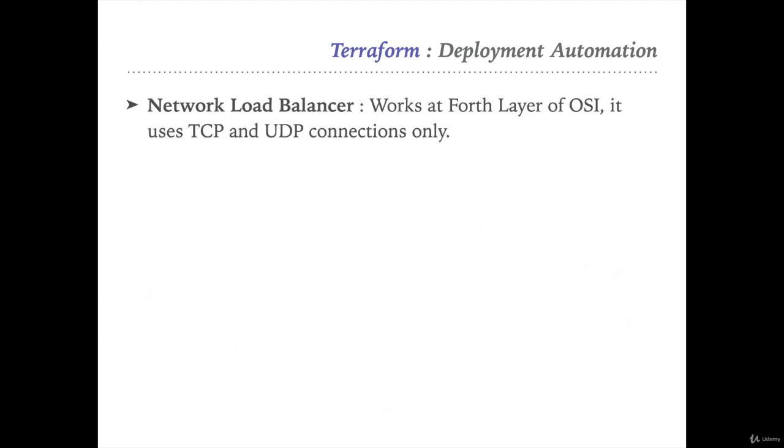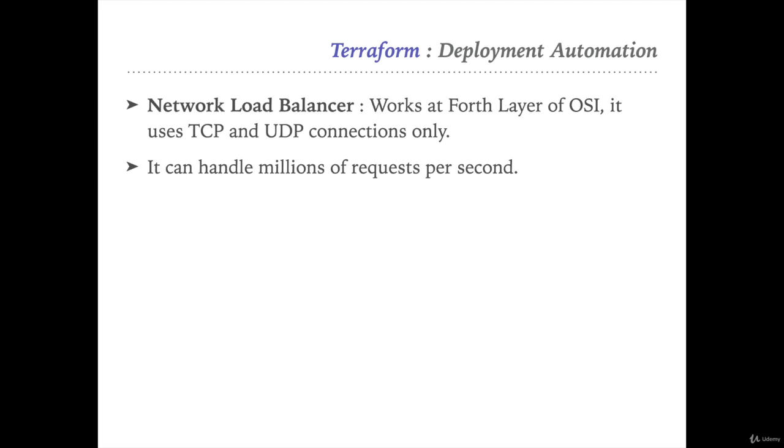Then we have another load balancer, the network load balancer. The network load balancer is much better as compared to the classic load balancer, and it works at the fourth layer of the OSI, using TCP and UDP connections only. So here one thing we can note: the network load balancer cannot be used for HTTP and HTTPS, right? It can only be used for TCP calls and UDP connections. The network load balancer can handle millions of requests per second.